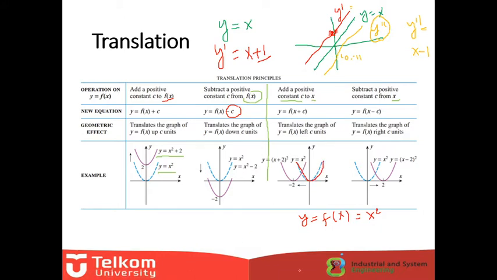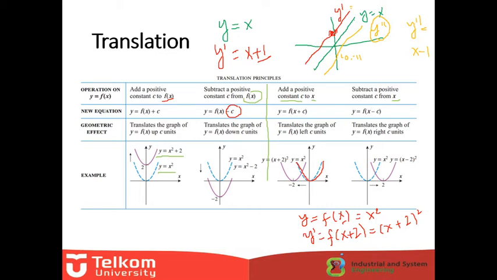Next, if we have y prime, we add a positive value to x, for example f(x + 2). Since f(x) is equal to x square, f(x + 2) should be (x + 2) square. So the graph of y prime should move to the left by 2.